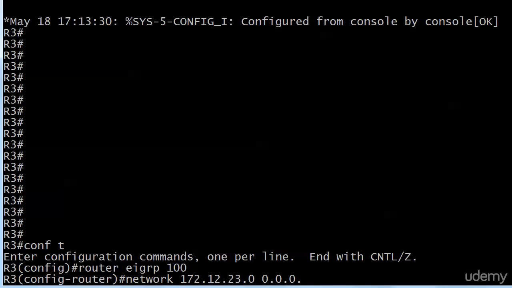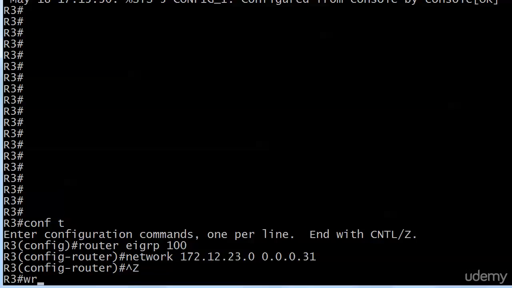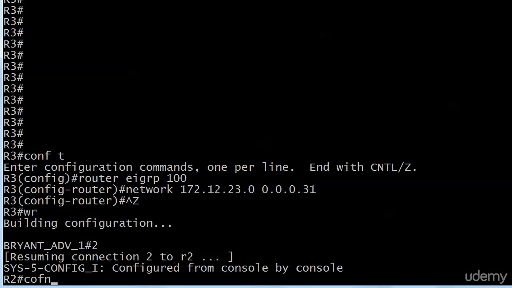And what is that fourth octet? You might have seen it on the board. What is the fourth octet if we're looking at a /27 network mask? That means we're going to have 5 bits in our wildcard mask, and that's going to be 31. So let's go over to 2.